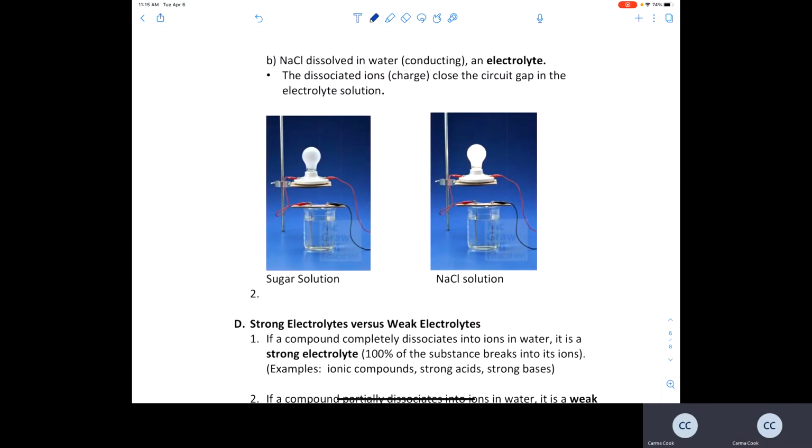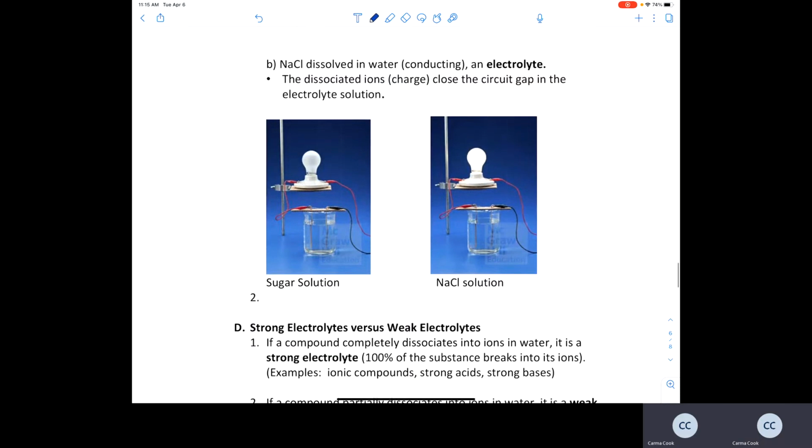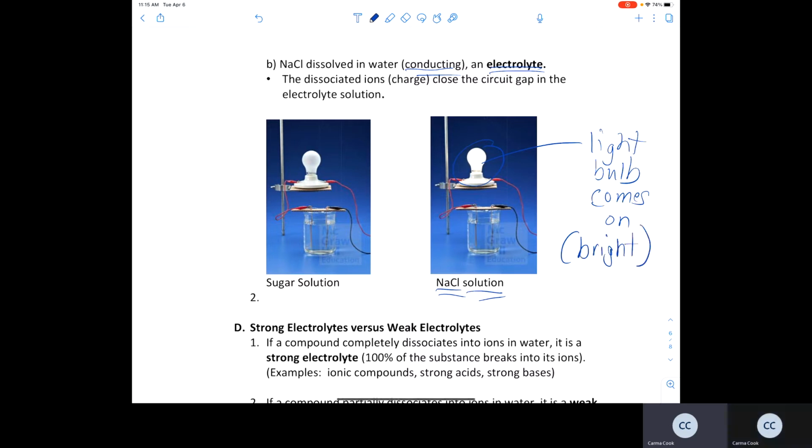So if you dissolve NaCl in water, it's conducting. It's an electrolyte. And therefore, if you place electrodes in a salt solution, it conducts an electrical current and the light bulb comes on. And it's very bright. And the reason why it's so bright, because NaCl is not just an electrolyte, it's a strong electrolyte.